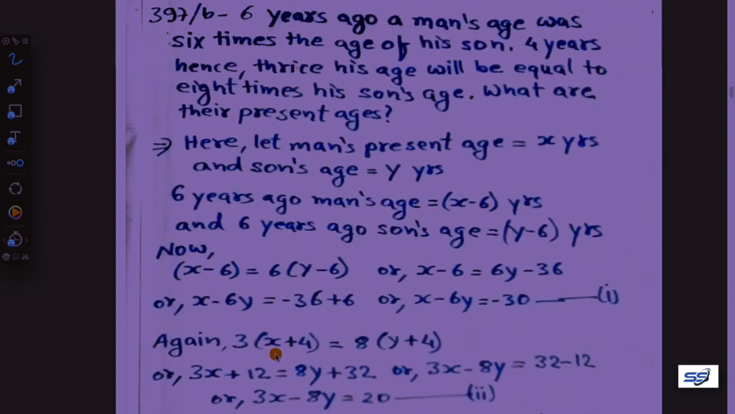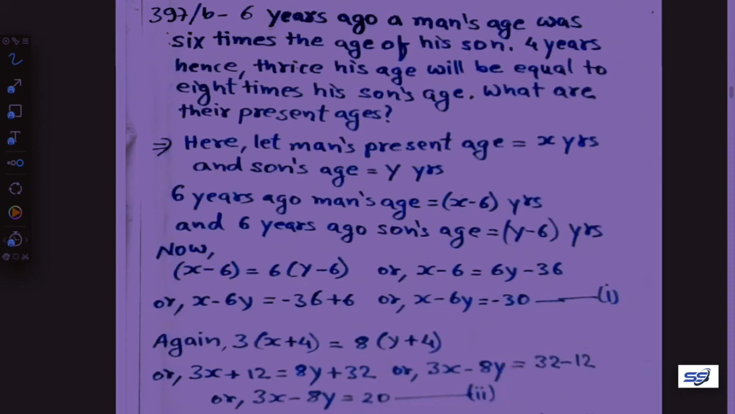Now this is our second equation, and it shall also be made a little simpler: 3x plus 12 equals 8y plus 32. Here 3 is multiplied with x and 4, giving 3x plus 12, and 8 is multiplied with y and 4, giving 8y plus 32. Changing sides, 3x minus 8y equals 32 minus 12, or 3x minus 8y equals 20. Let this be equation number 2.